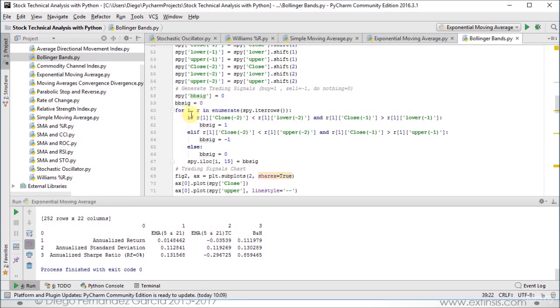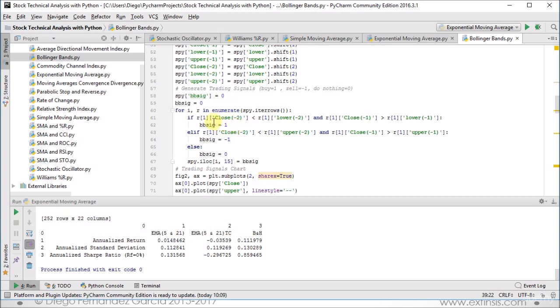The for loop is for i, r in enumerate SPY iter rows, meaning that it's going to go through all the rows within our data frame in each loop, and then, colon, it's going to ask the first conditional. If our second previous close prices were less than the second previous lower band, and our previous close prices were greater than the previous period's lower band, then we have our corresponding BBSig equals to 1 or a buy signal.